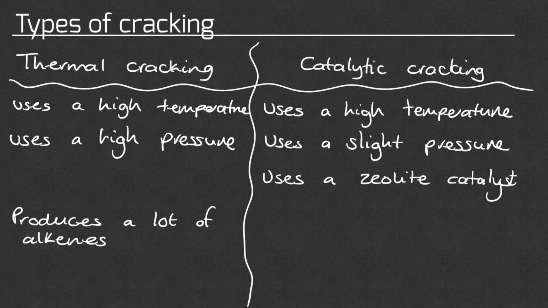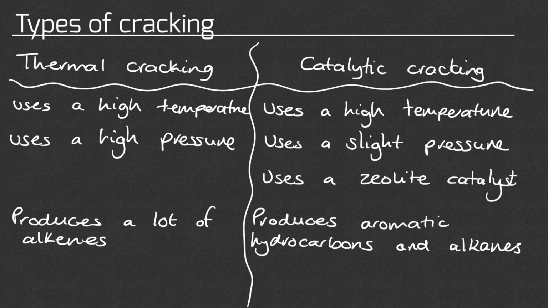Thermal cracking will produce a lot of alkenes, and catalytic cracking will produce aromatic hydrocarbons and alkanes. Aromatic hydrocarbons are molecules with a benzene ring. You'll learn more about those in year 13, but at the moment you just need to know the name of these kind of hydrocarbons as aromatic.